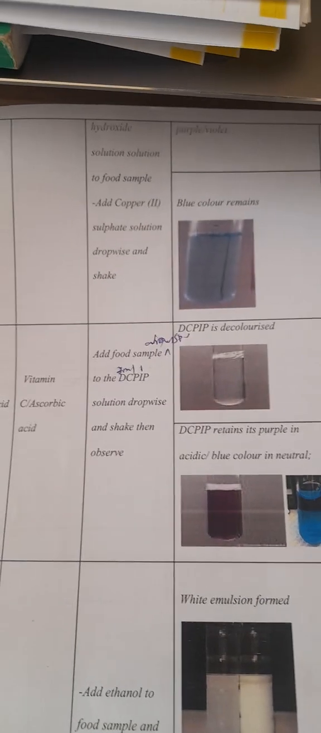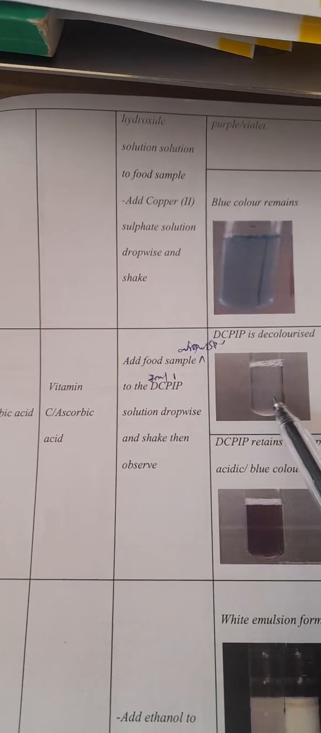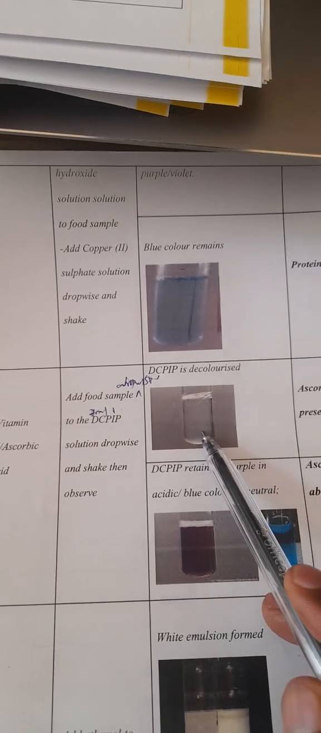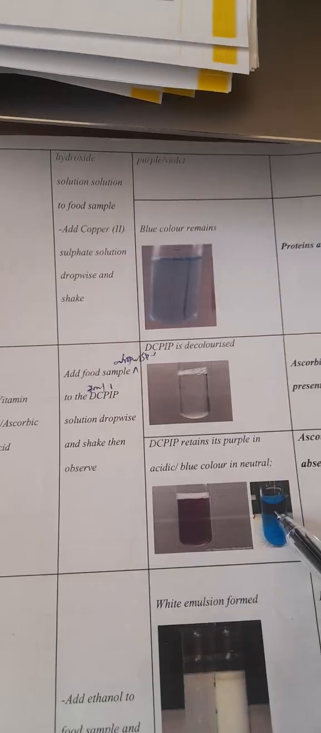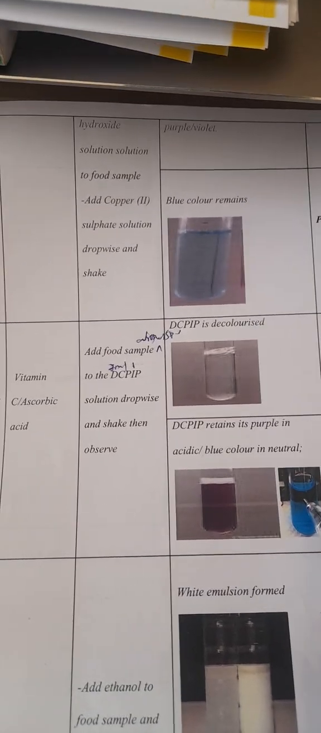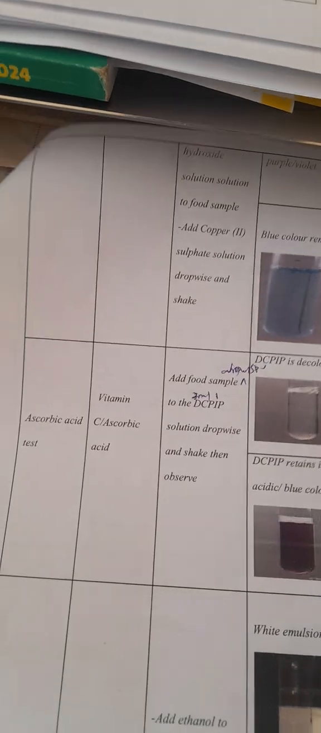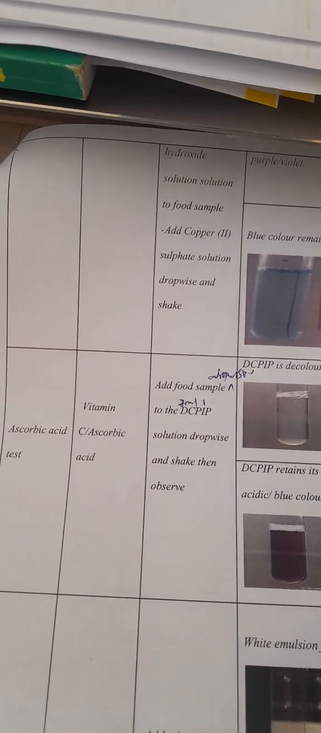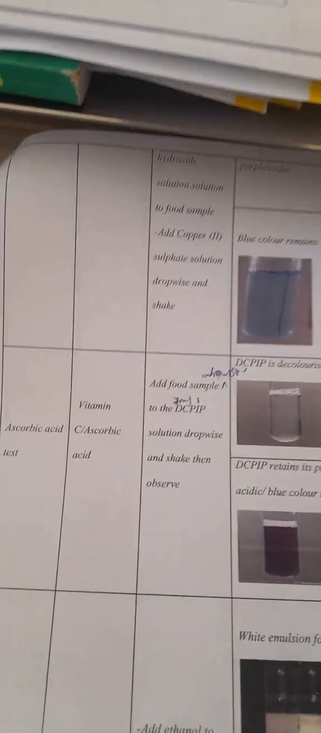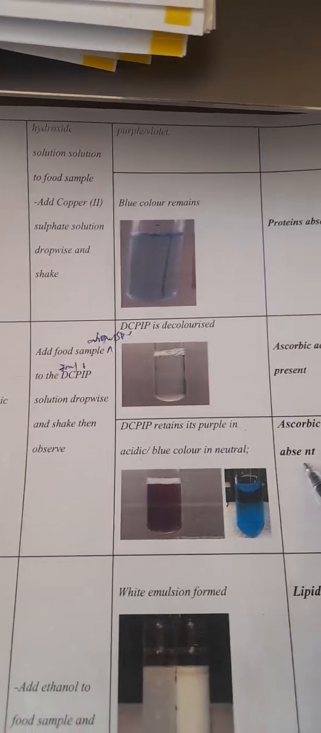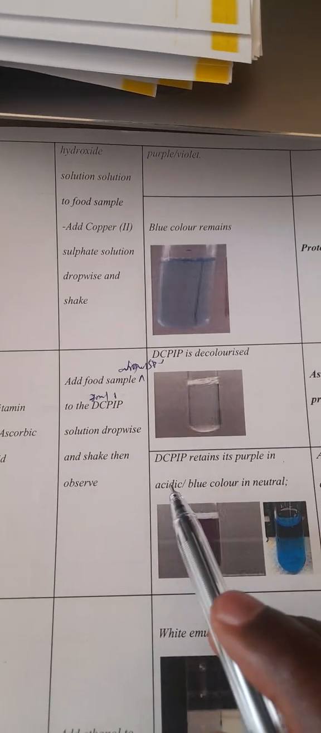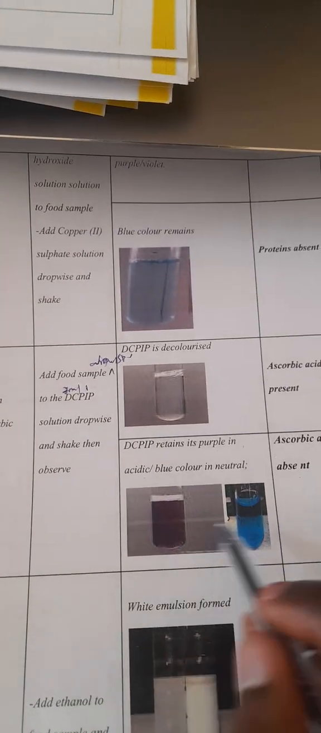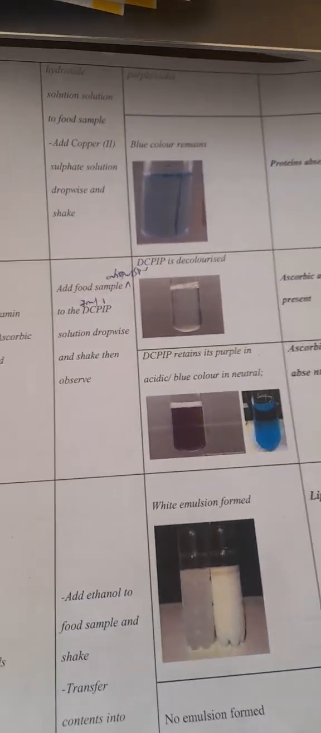Then you shake, and what will you observe at the moment? The DCPIP will get decolorized. It will get decolorized, so ascorbic acid will be present. What's the color of the DCPIP? You can check here, it's blue. In case of the presence, it will become decolorized. Then DCPIP retaining its purple color means ascorbic acid will be absent. We are speaking about the purple color of the DCPIP, or the blue color. It can either be purple or blue. If any of those colors are retained, it means ascorbic acid will be absent.